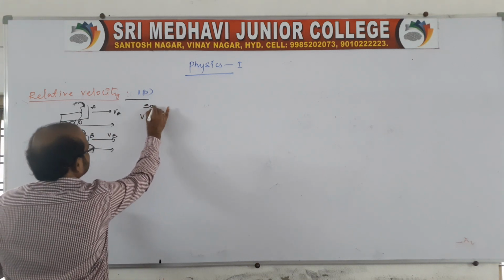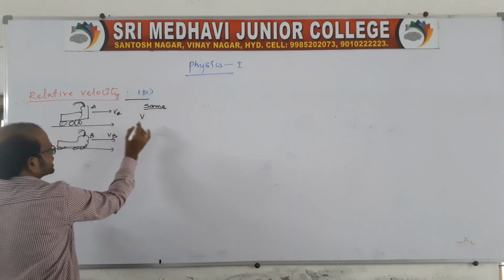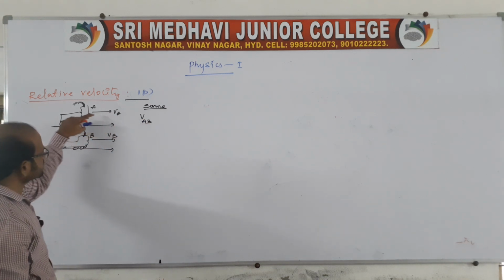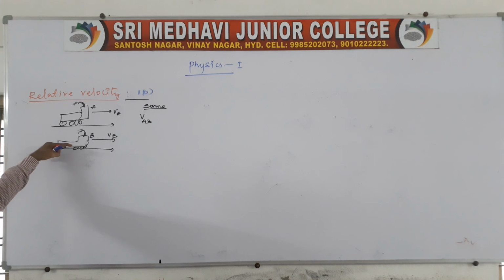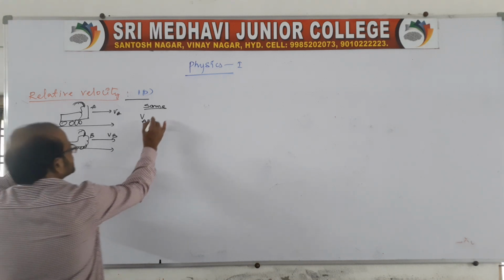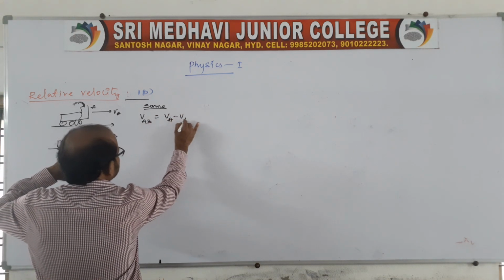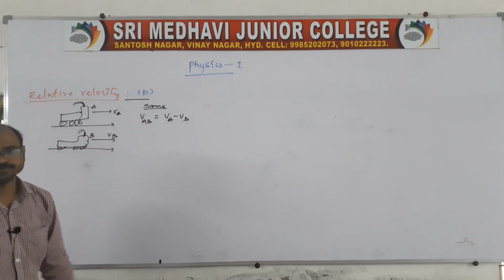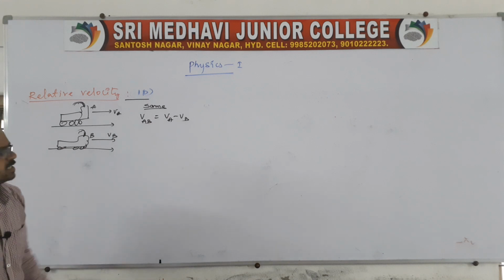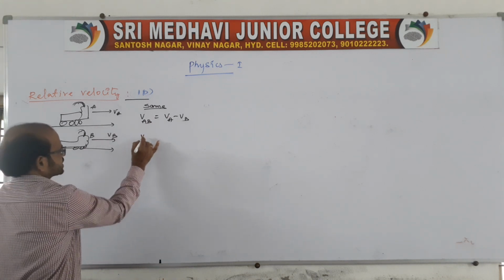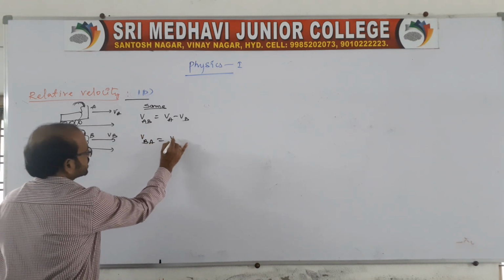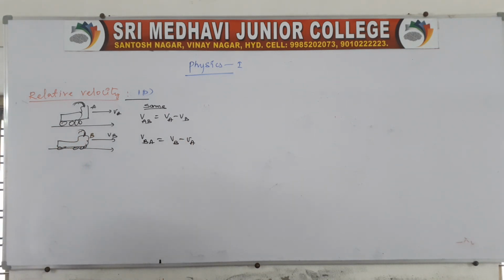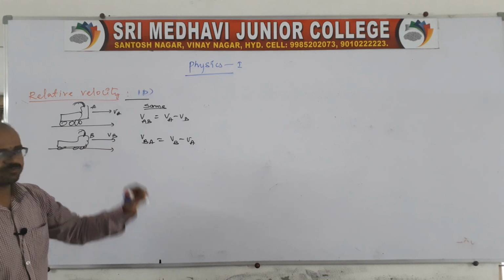Suppose they are moving in the same direction. The relative velocity of A with respect to B, because here we are saying A with respect to B, is VA minus VB. Suppose you want B with respect to A, that is VB minus VA. It is the relative velocity, and the pronunciation is very, very important.